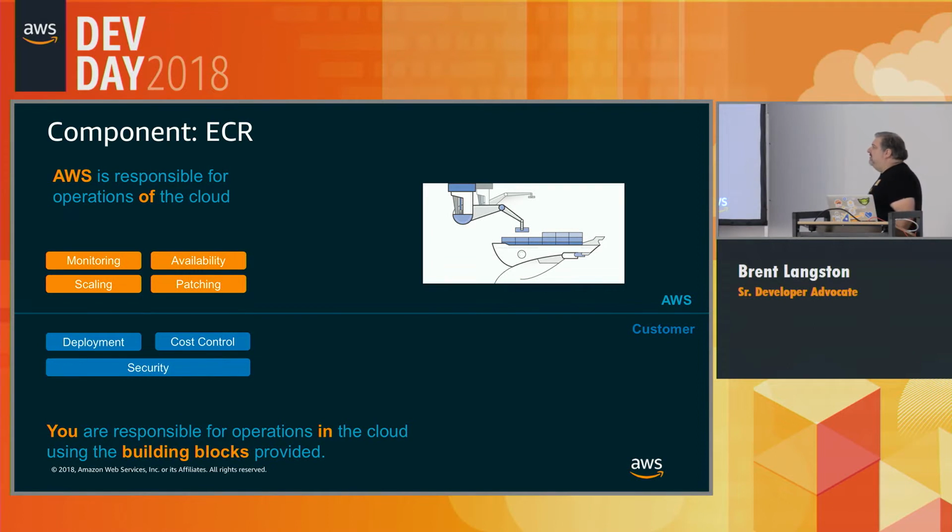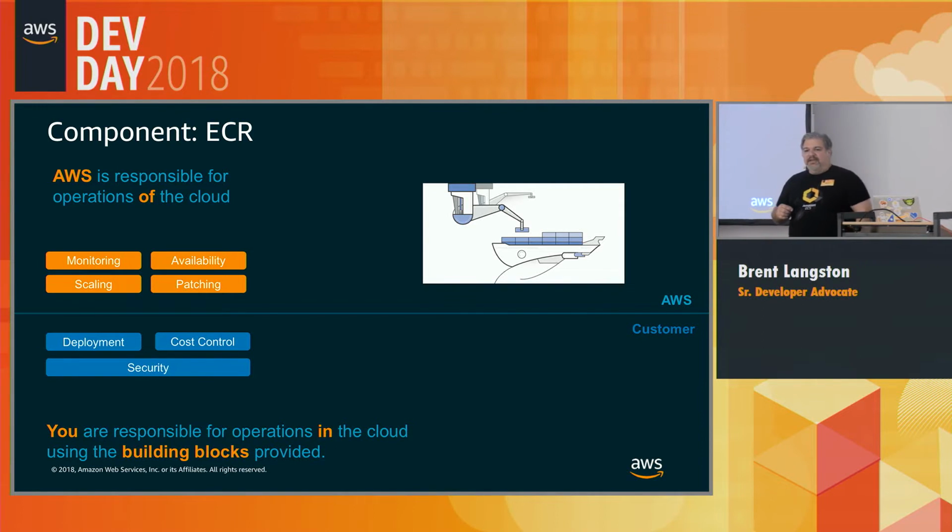For ECR, we take care of monitoring, availability, scaling, patching. You take care of, again, deployment, making sure your images are pushed, the cost control. You pay based on the space that you take up. So we give you tools. Lifecycle policies is one tool that we launched in 2017. We give you tools to help you manage that space, but ultimately it's up to you to decide, I want to pay for this much or I want to pay for that much. And you can clean out images as you're willing.